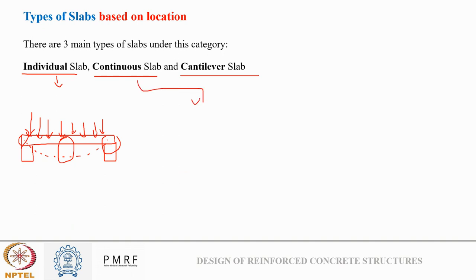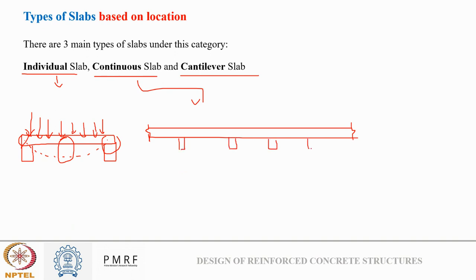Second is continuous slab. So what are these continuous slabs? So these are something like this. We have a long range of slab running and there are supports in between. Okay, so like this you can see continuous slab. So there are intermediate junctions of beam support.